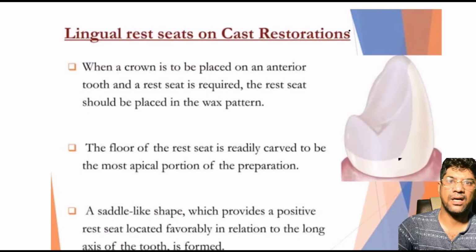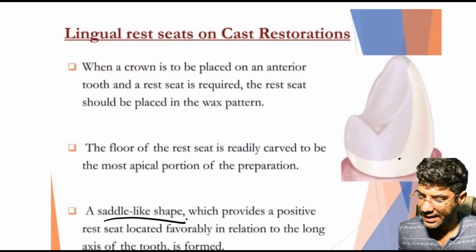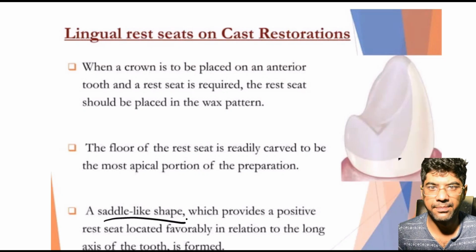On what type of cast restoration can a lingual rest be placed? The lingual rest can be placed on various types of cast restoration, including a cast veneer crown, a three-quarter crown, inlay, laminates, veneers, or composite restoration. A saddle-like shape can be given. What shape should the rest seat have? The rest seat.